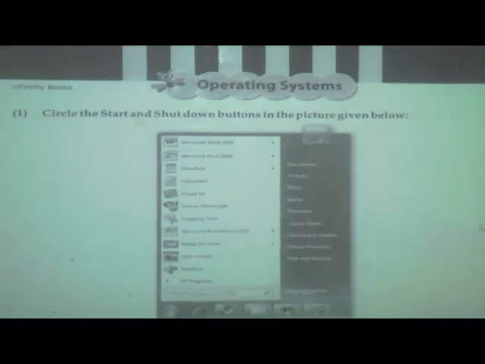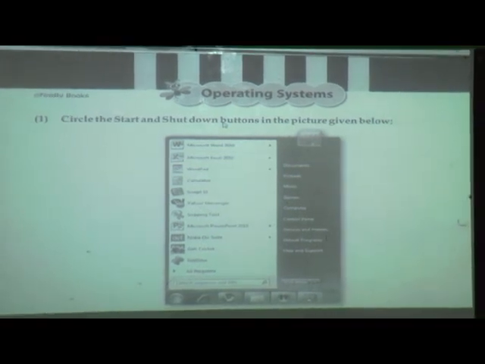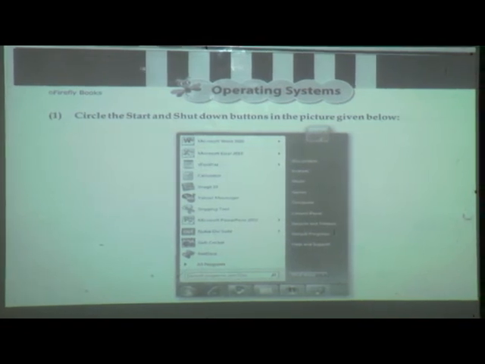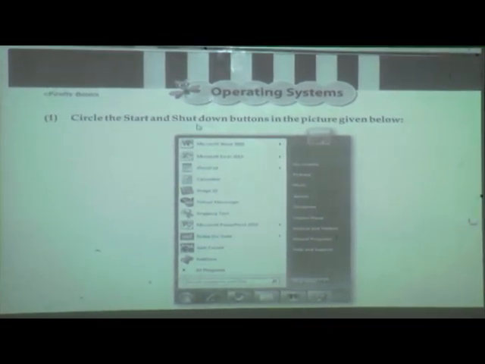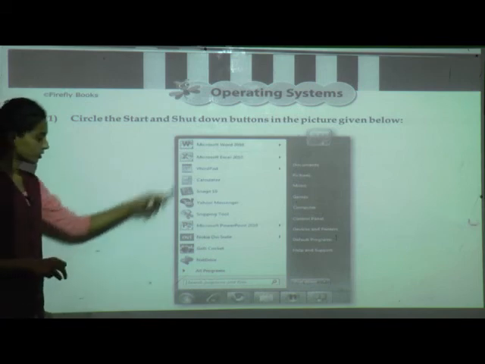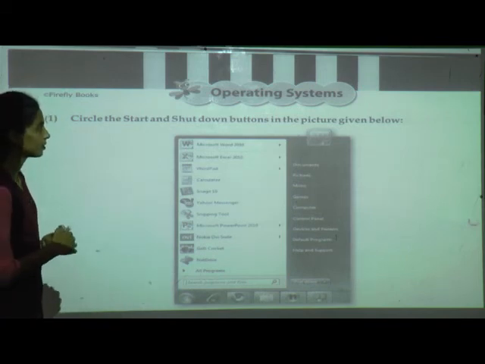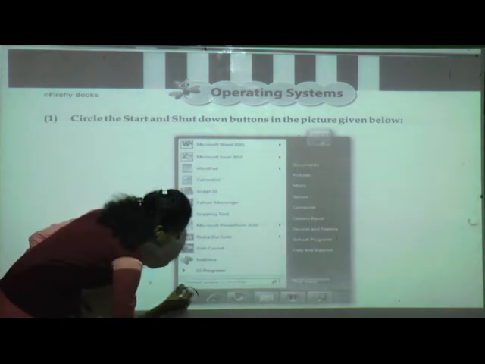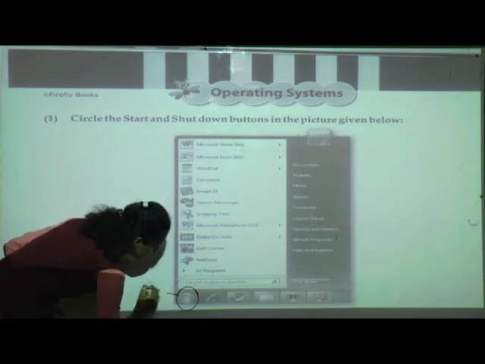Circle the start and shut down button in the picture given below. This is the picture and we have to circle the start button and shut down button in that picture. Everyone having pencil? By using pencil you can circle. Where is the start button? This is our picture and this is the taskbar. This is start button, right? This one is a start button.